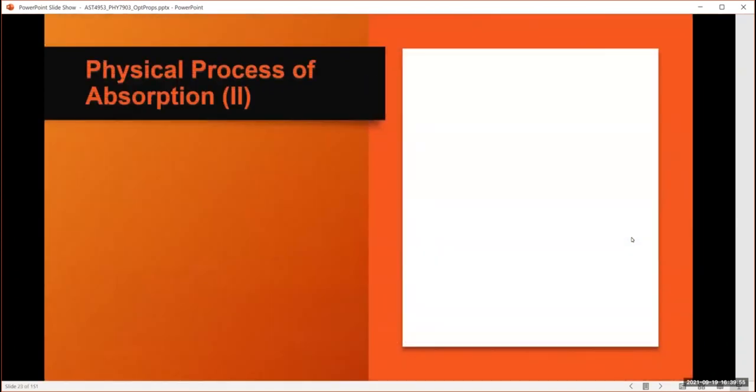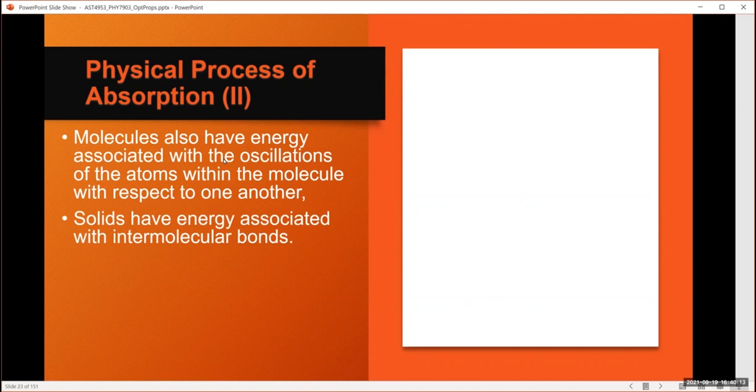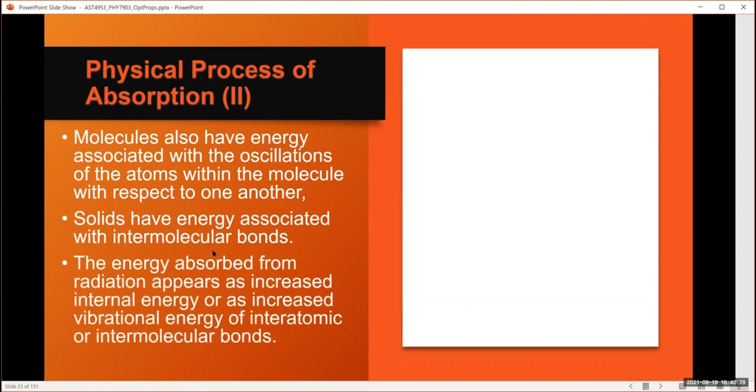Okay, so let's keep going with these physical processes. If you've got an atom, then you only have electrons that can move and absorb light. But if you've got molecules, they can have some other oscillations. We can have some wiggling of bonds and some rotation. And when we have a solid, we now have not just the bonds between atoms in a molecule, but we also have the bonds between molecules that make it solid.